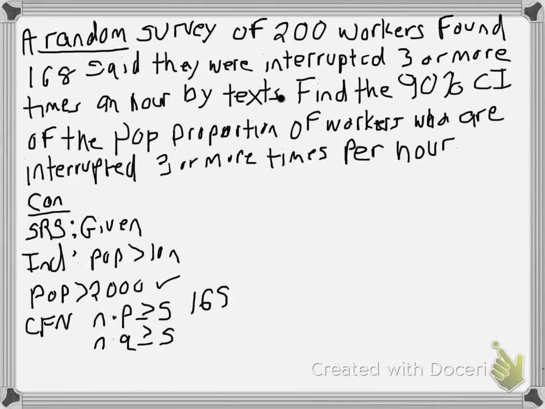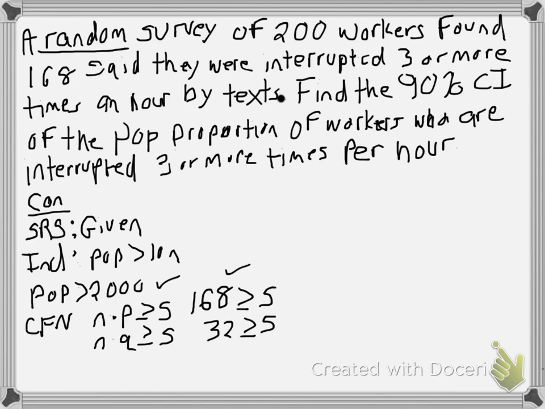Now, if we were given a percentage, then you might have to do a little bit more work. But, is 168 greater than 5? Yes. Is 32, which would be q, greater than or equal to 5? Yes. So are we good as far as our check for normality? Yes. Okay. So now we got to do the problem.